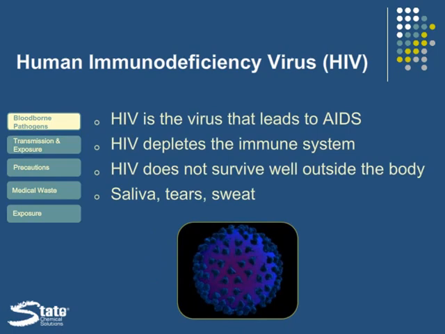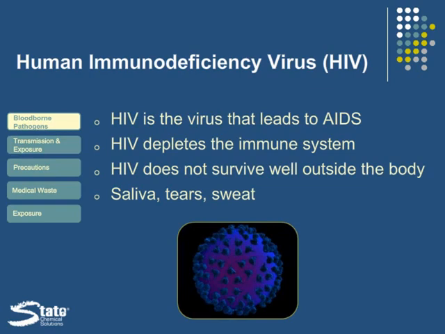HIV is the virus that leads to acquired immunodeficiency syndrome, or AIDS. It is possible for a person to carry HIV for many years and never develop symptoms at all, or not until it turns into full-blown AIDS. AIDS attacks a person's immune system, making it difficult for the body to fight off disease.